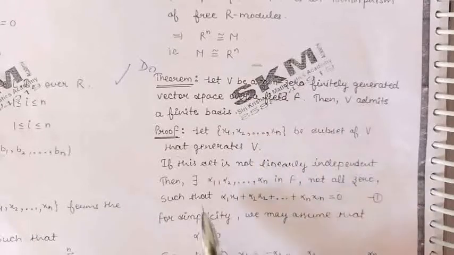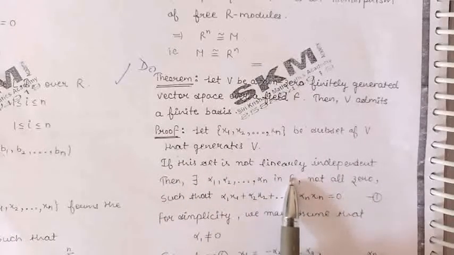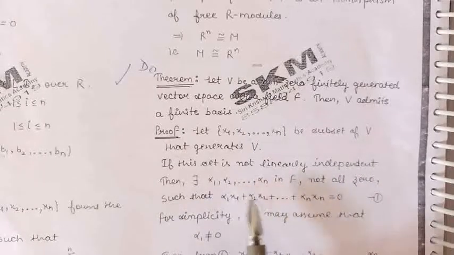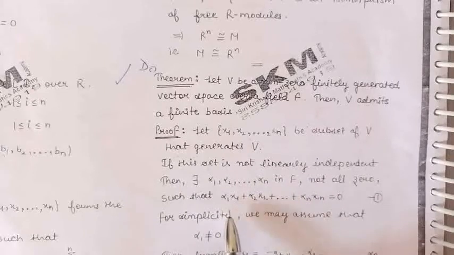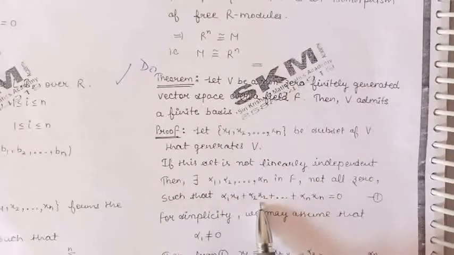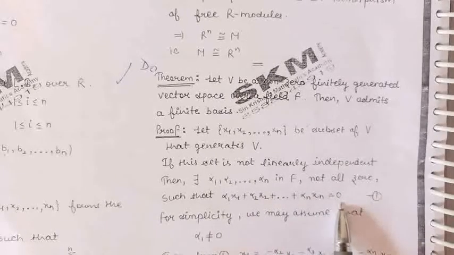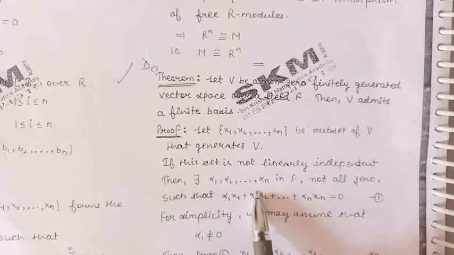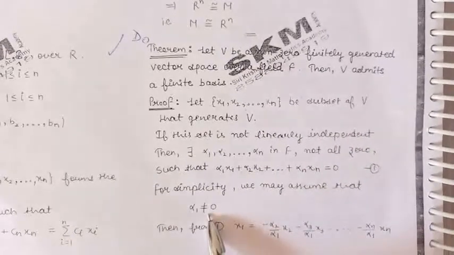So by definition, there will exist scalars from the field F. These scalars we have taken as alpha 1, alpha 2, alpha 3 and so on up to alpha n, which are not all 0, such that the linear combination alpha 1 x1 plus alpha 2 x2 and so on up to alpha n xn is 0. Now because in this linear combination not all the scalars are 0, for simplicity let us take the scalar alpha 1 as non-zero.